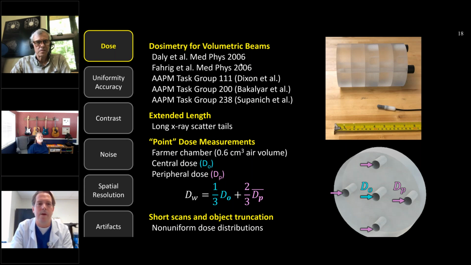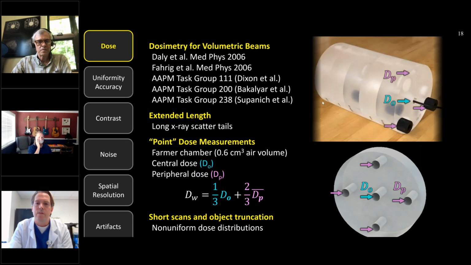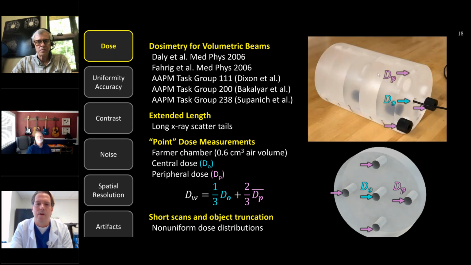And so groups like my own and at Stanford started talking about cone beam dosimetry in the early 2000s, and that has more recently started to become quantified, or codified, by the AAPM, because many of these principles apply to multi-detector CT, which also now employ volumetric beams. It's not just that narrow fan beam. And so this methodology is becoming more appropriate to MDCT as well. This just shows the Corgi with a Farmer chamber passed in.